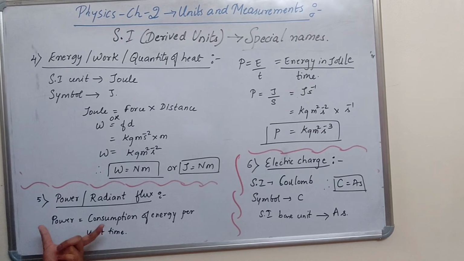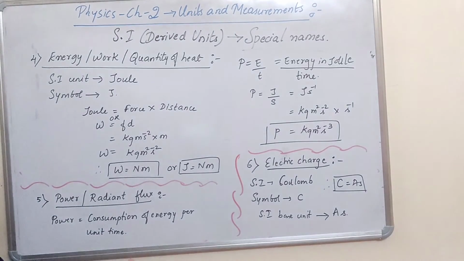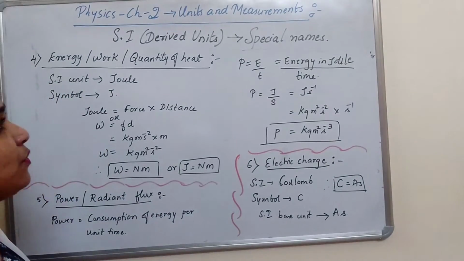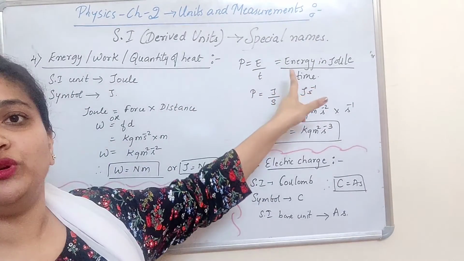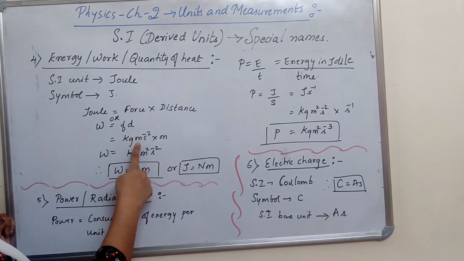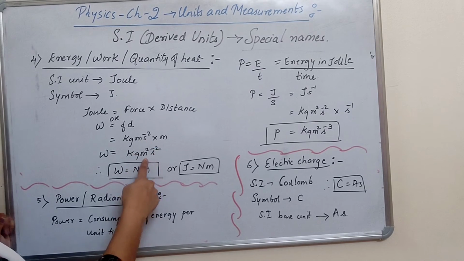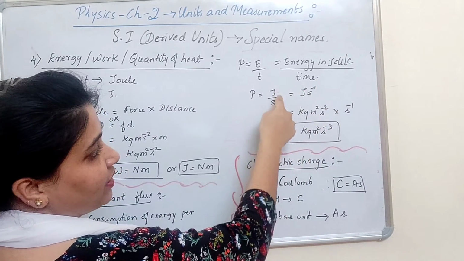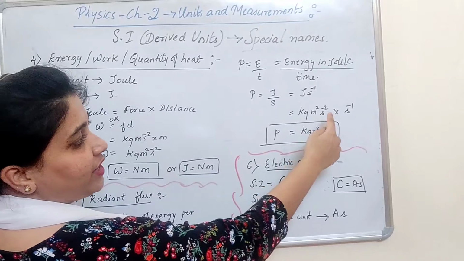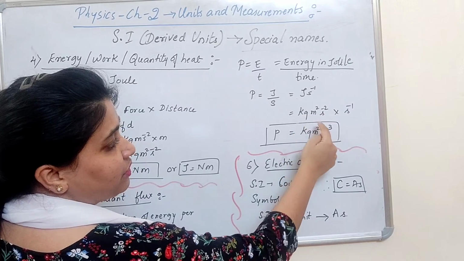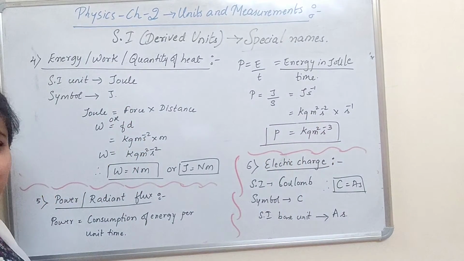Then coming further, we have something called as power or radiant flux. What is power or radiant flux? Consumption of energy in that particular time is called as power. And power is nothing but consumption of energy in joule divided by time taken. So we know that joule is nothing but kg meter per second square into meter square, right? So kg meter square per second square into per second, that is time, right? So 1 divided by s, or per second. So it will become s raised to minus 2 into s raised to minus 1 gives me s raised to minus 3. So kg meter square per second cube is the answer.